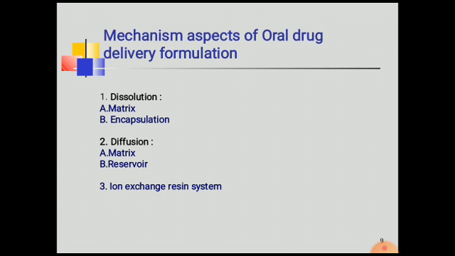In pharmaceutical analysis we have studied ion exchange resin chromatography also, right? So we are making a compatibility with ions and resin so that we can pre-program the rate of drug release. So these are the three main approaches or mechanisms of controlled drug delivery system.